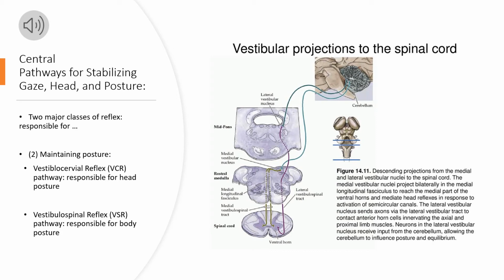The VSR pathways of the medial vestibular nuclei, which is demonstrated in this image, is projected bilaterally in the ventral horn's medial part and mediate head reflexes in response to activation of the canals. The ventral horn cells of the limb muscles become activated because they receive axons from the lateral vestibular nucleus via the lateral vestibular tract. The neurons in the nucleus receive input from the cerebellum, allowing this area of the brain to influence posture.